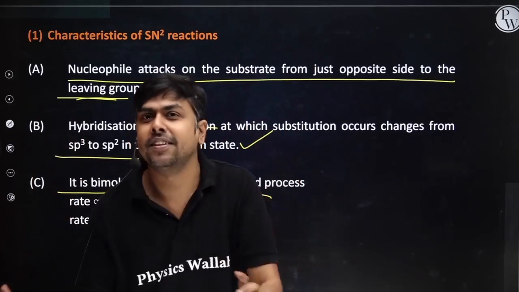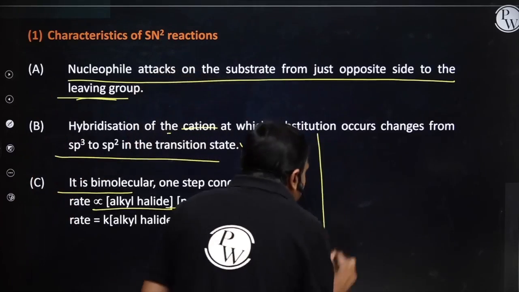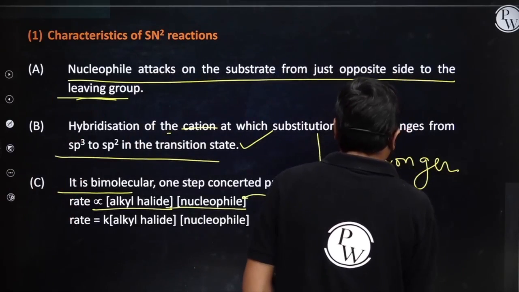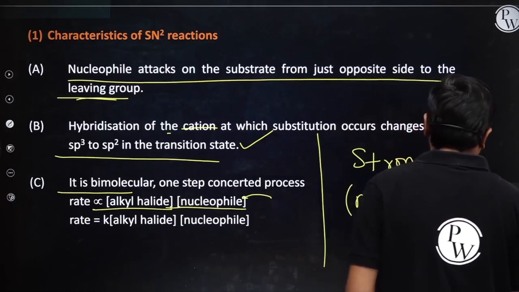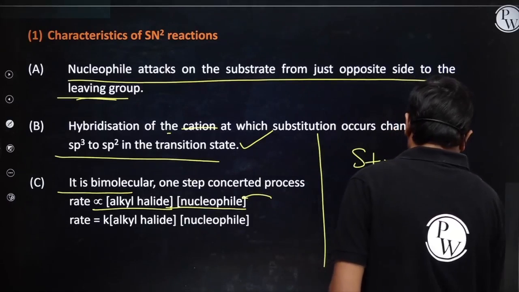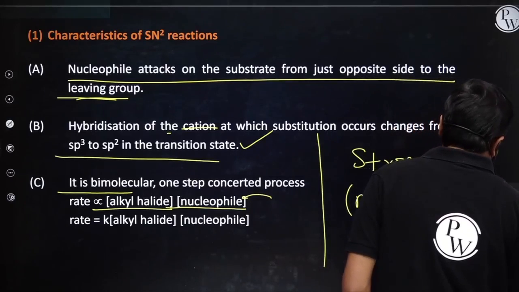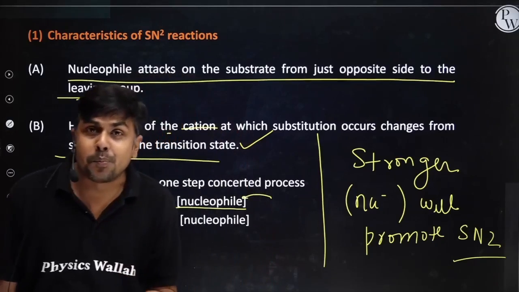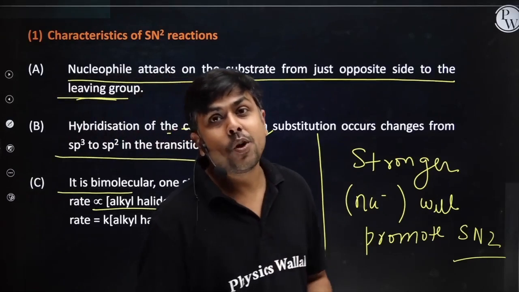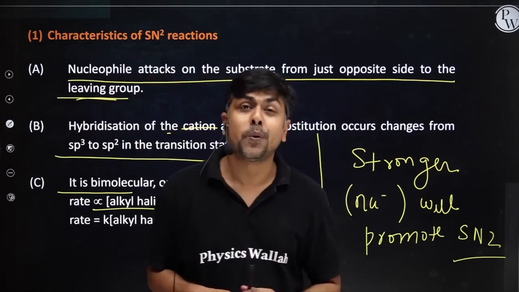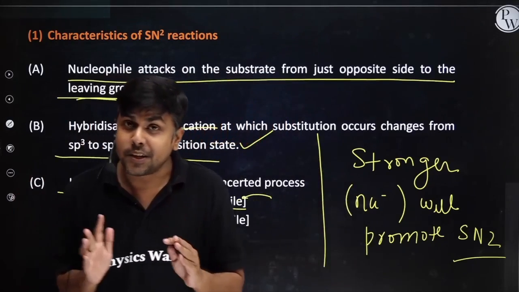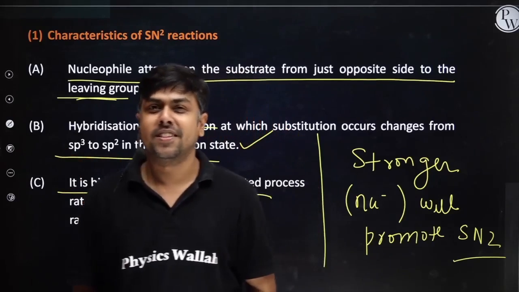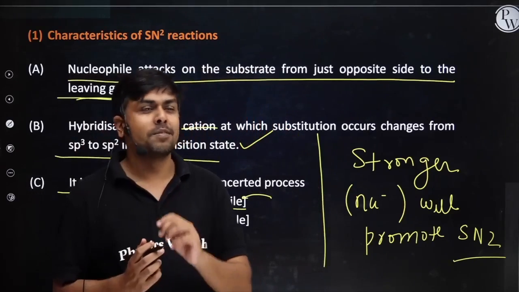One more thing: since the nucleophile is involved in the rate determining step, and in the rate law expression, can I say a stronger nucleophile will promote SN2 reaction, whereas a poor to moderate nucleophile will promote SN1 reaction. In SN2 reaction, the nucleophile is involved in the rate law expression. Am I clear? Let's move ahead.